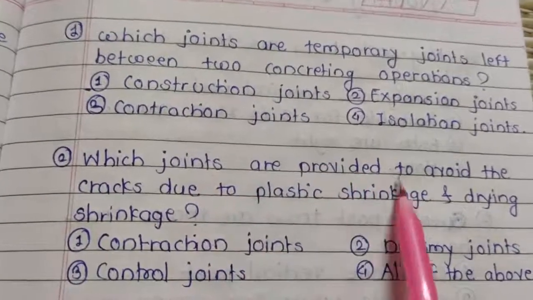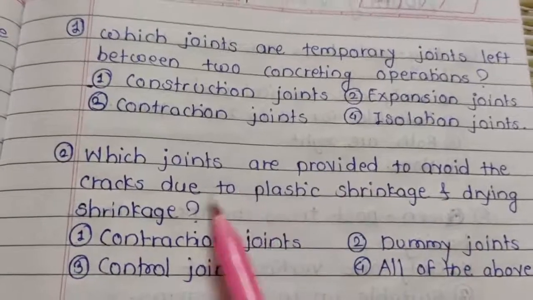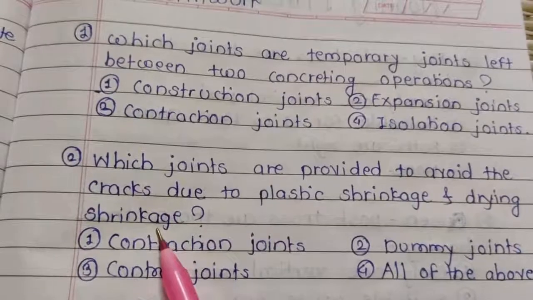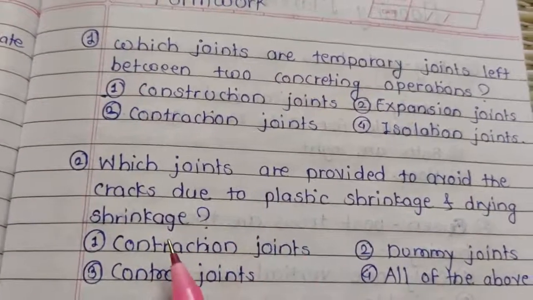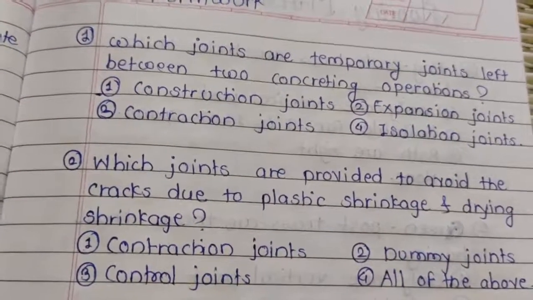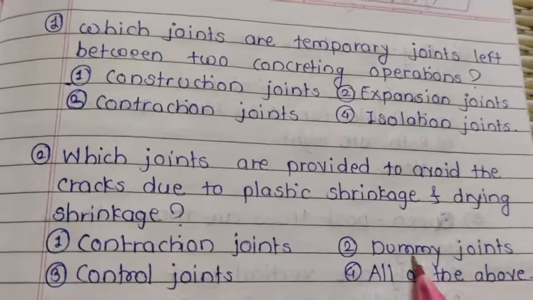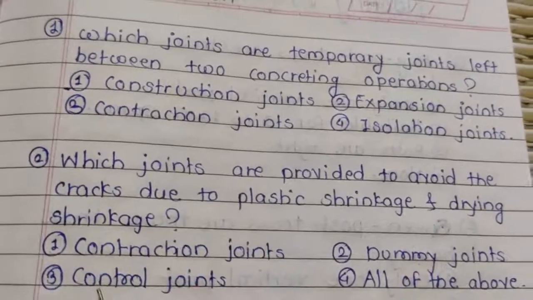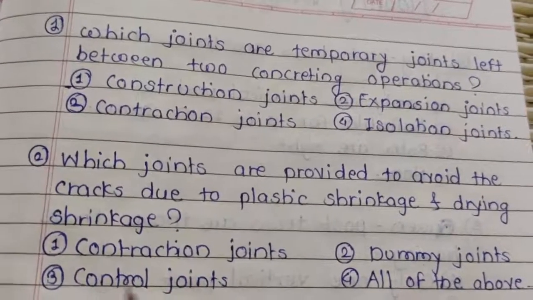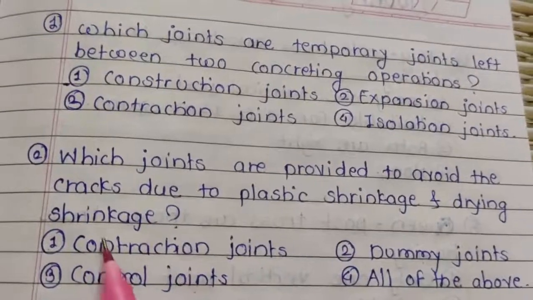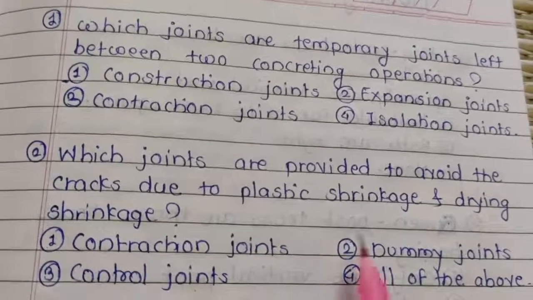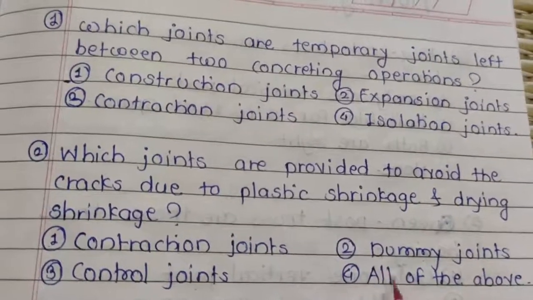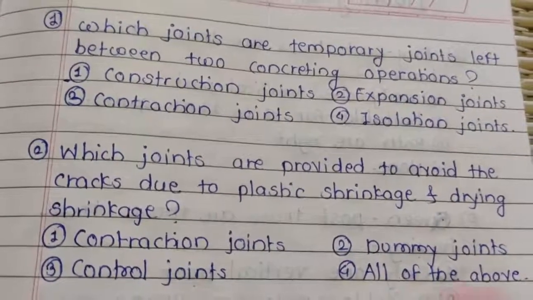Which joints are provided to avoid the cracks due to plastic shrinkage and drying shrinkage? The answer is dummy joints. But dummy joint is the name of contraction joints and it is also called control joints. Hence, these three are same joints: contraction, control and dummy. Hence, answer is all of the above.